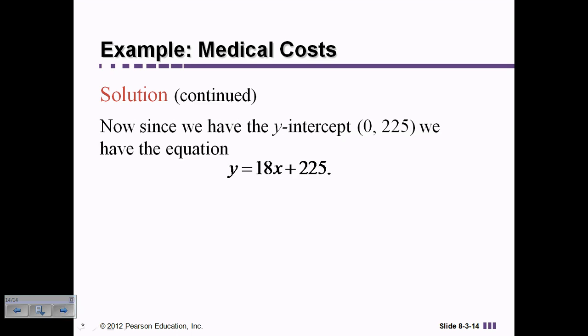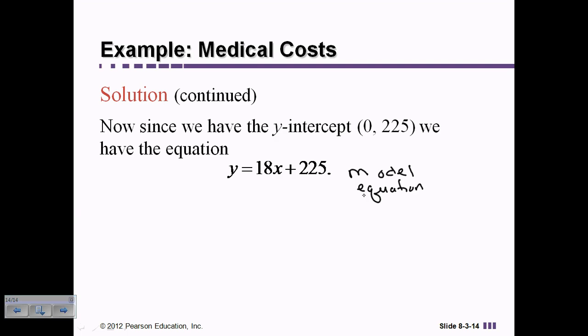Now if I did not have the y-intercept, then I would have to take my point slope form and I would have to use one of those 2 points, either the 0, 225 or the 3, 279, and I'd have to plug it into this. And I should get an answer either way, very, very close to this one that I've got here. So now this is my model. This is what they refer to as the model. In other words, this is my equation.